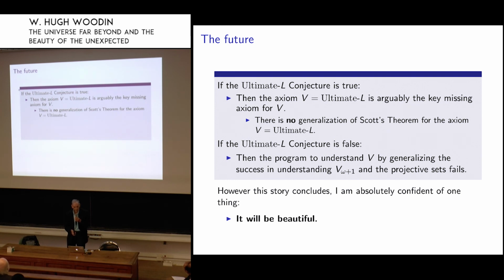Now, what's the future? If this ultimate L conjecture is true, then the axiom V is ultimate L is arguably the key missing axiom for V. In particular, and this is the point, there's no generalization of Scott's theorem for the axiom V is ultimate L. That's the point of the ultimate L conjecture. It's just to rule that out. And it's amazing to think that one could even formulate a conjecture that would do it. But it's a compelling argument. But maybe the universe is not so kind. If the ultimate L conjecture is false, then the program to understand V by generalizing the success we had in understanding V omega plus 1 and the projective sets fails.